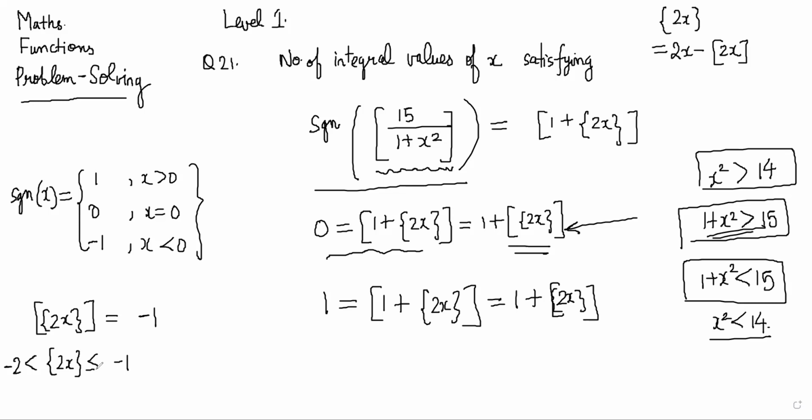Let's think about that. Fractional part of 2x, using GIF of 2x equal to -1, 2x is in between -1 and 0. Yeah, so greater than or equal to -1 and less than 0.